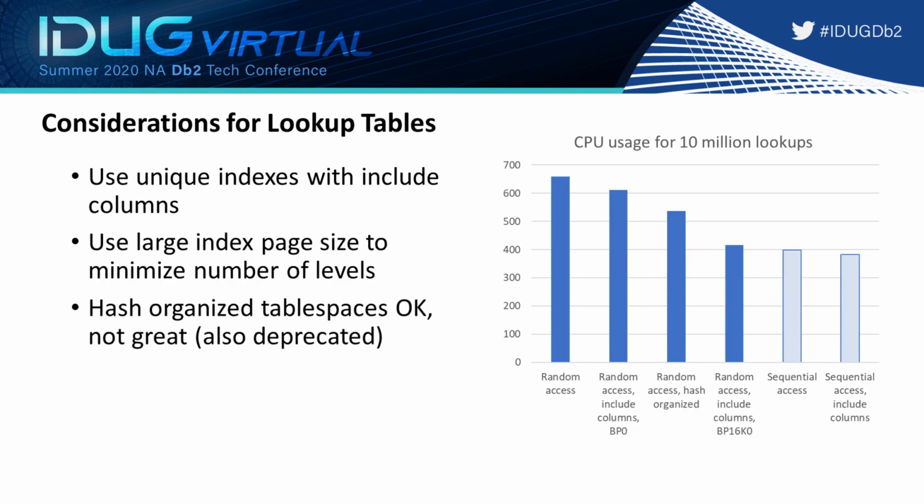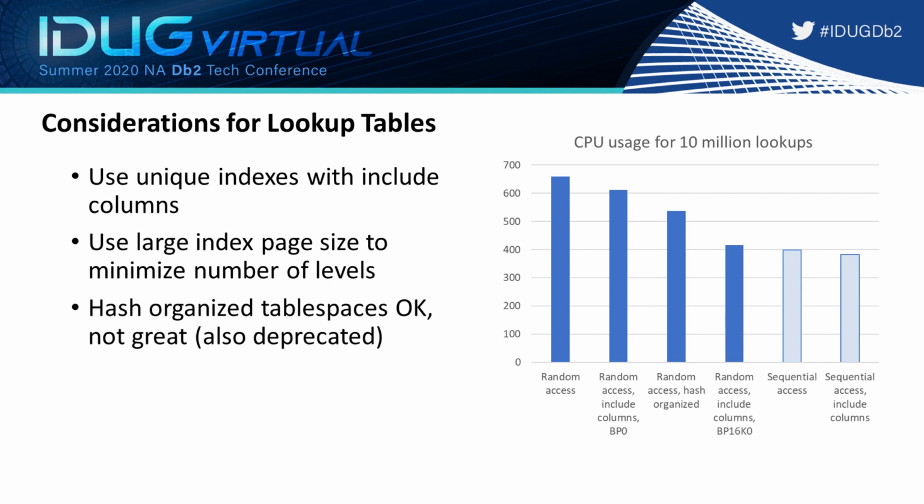As for the lookup tables, these are tables that are not processed sequentially. You will see a lot of random access here. I have made some tests with plain old tables that have a unique index on the ID column. I have tried putting the table into a hash-organized table space, and I have tried using indexes with include columns. Hash-organized table spaces are a little faster, but they are deprecated and can no longer be created when you move to Db2 version 12 function level 504. But it doesn't matter anyway, because indexes with include columns are even faster.